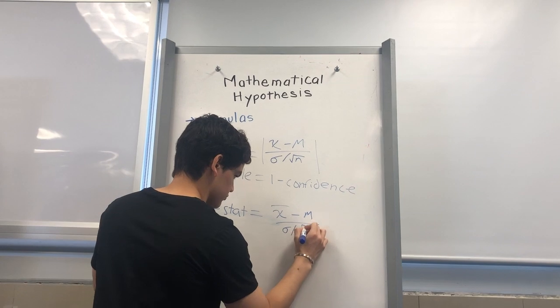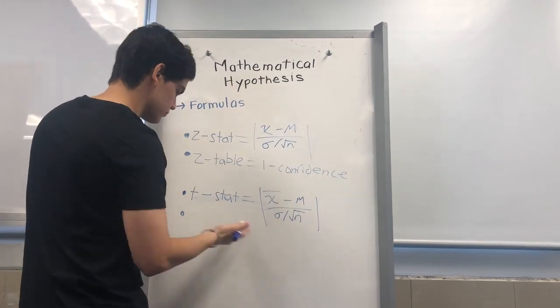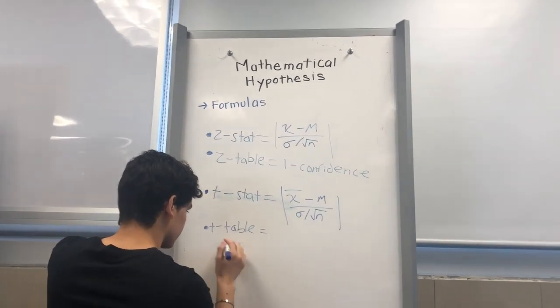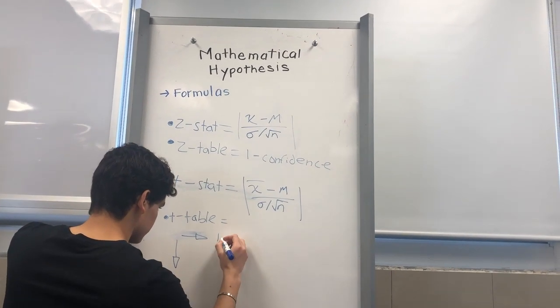When it's a Z-test, we need to look for the number in the table from inside out. When the test is a T-test, you need to subtract n minus 1, and also subtract the confidence level from 1.